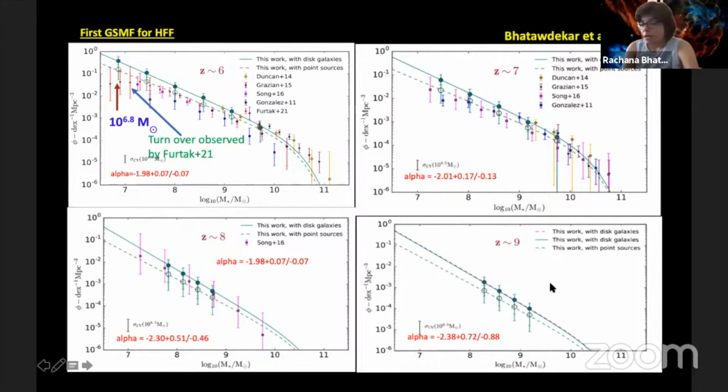these plots. A key result of this paper is that we were able to characterize the mass function to the lowest measured stellar masses for the first time in Frontier Fields, 10 to the 6.8 solar mass. And our results also showed an apparent steepening of the low mass end slope with increasing redshift, from minus 1.98 at redshift 6 to minus 2.38 at redshift 9. These slopes are steeper than previous studies.